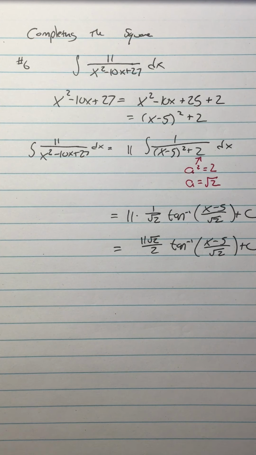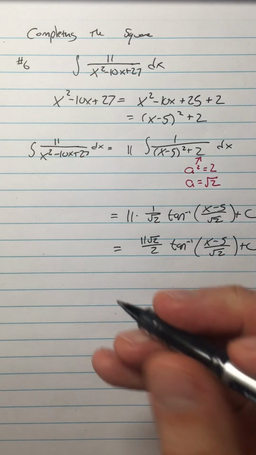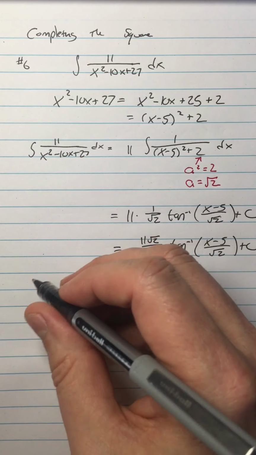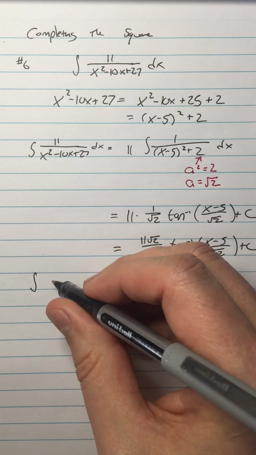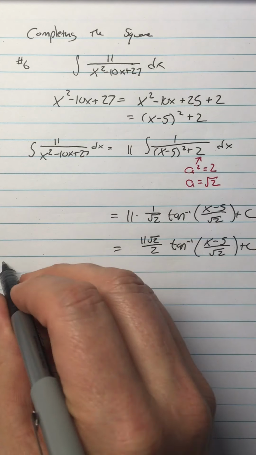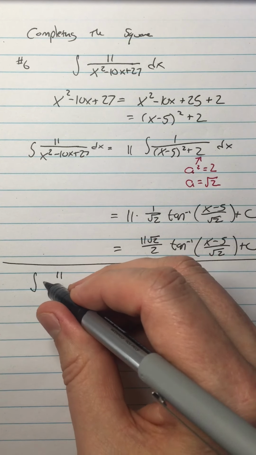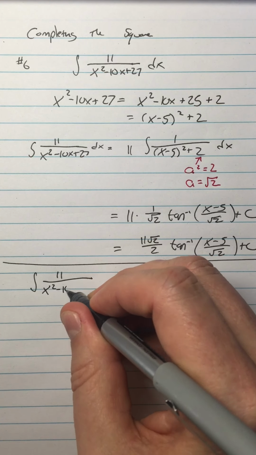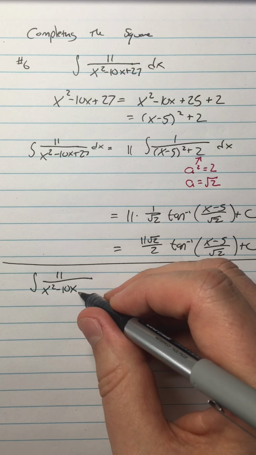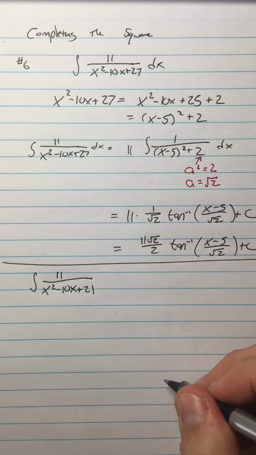But what you can do with x squared minus a squared is you can always factor that, because that's a difference of squares. So I thought, let's just do an example of that. I thought that's actually a pretty good example. So what if I had a different problem, 11 over, and instead of x squared minus 10x plus 27 it was x squared minus 10x plus 21?